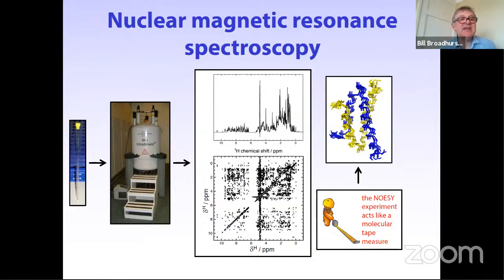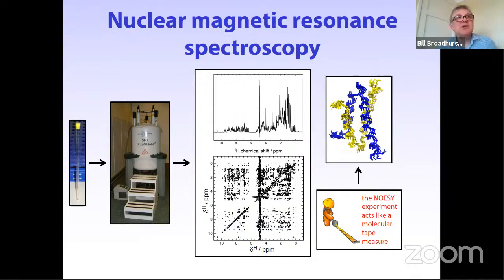Now, this biophysical technique works on molecules that are dissolved in solution, so it's ideal for proteins that are difficult to crystallize. Now, when a protein is placed inside a very strong uniform magnetic field, its hydrogen nuclei start behaving like tiny magnets themselves. And if we tickle those tiny magnets with radio waves, then they begin to oscillate at different frequencies that depend on their chemical environments. So we can interrogate these tiny chemical spies to produce one-dimensional NMR spectra, like the one shown at the top in the middle of this slide.